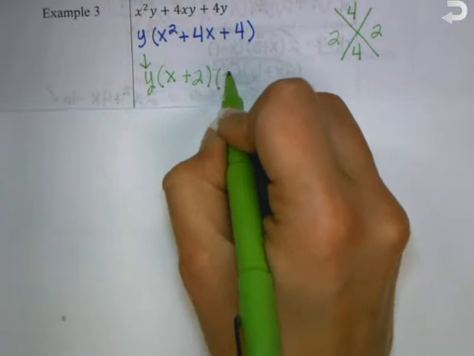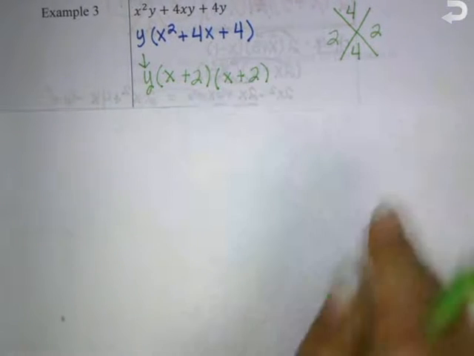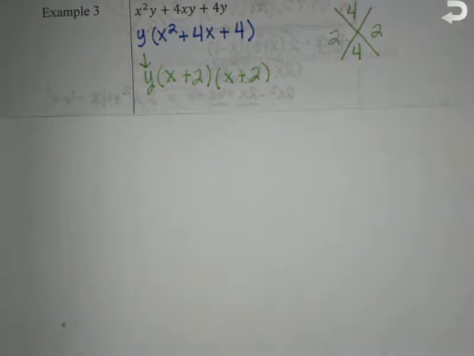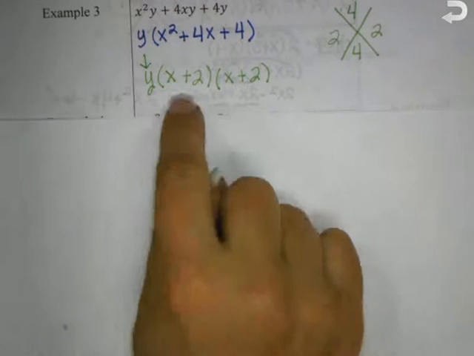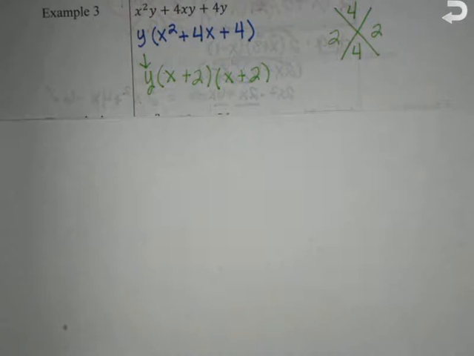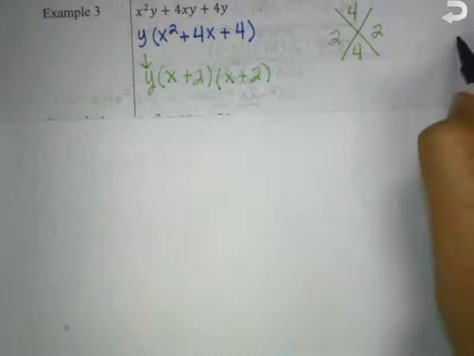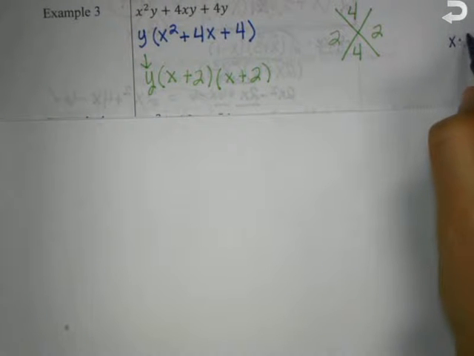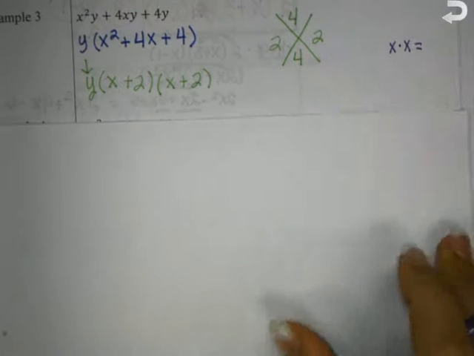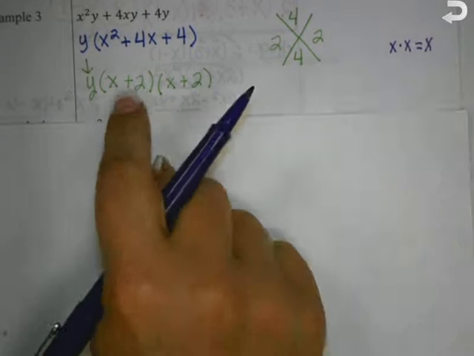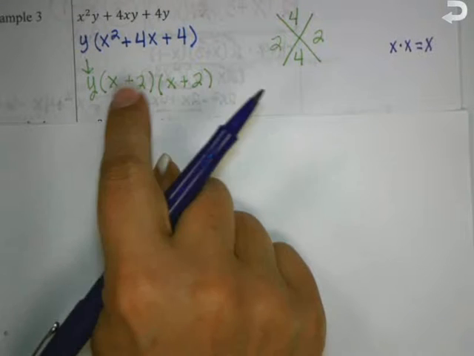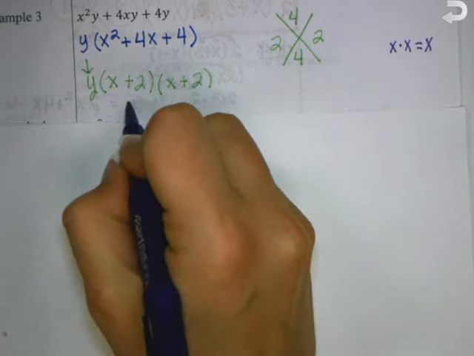Now, this is very similar to that one in the homework that we were looking at. I have x plus 2 times x plus 2. So when I multiply something by itself, what happens there? For example, if I have x times x, that's the same as what? X squared, right? So does that apply to this here too? Yeah, so what would my final answer be? Y times x plus 2 squared.